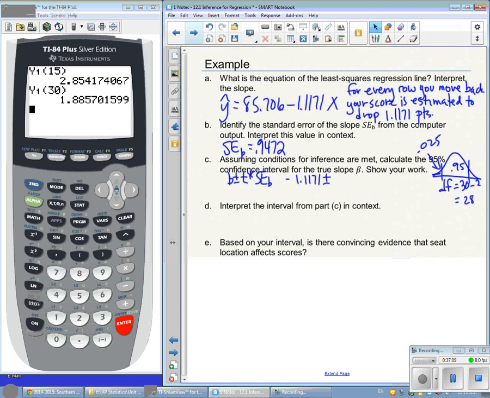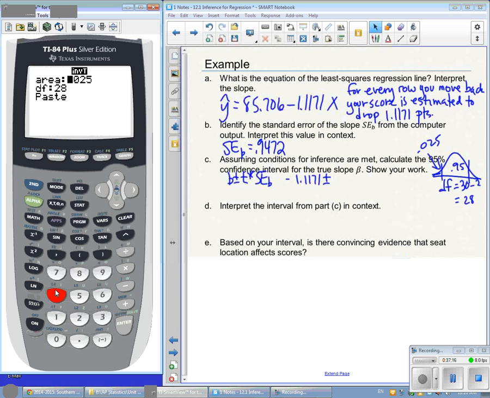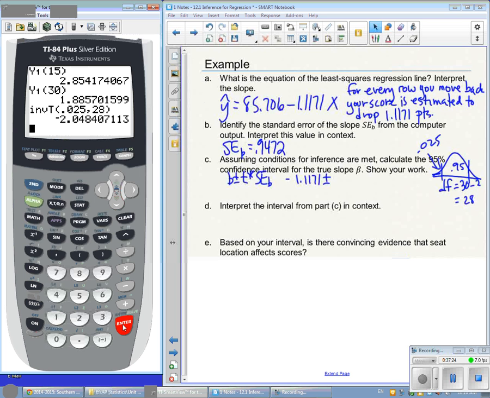So now we can go into the inverse T distribution. And so that's option 4. I've got it in there already. And so the value we get for T is going to be negative 2.048. But remember, when you're putting it into the formula, you want to make sure you take the absolute value of that. And then what about the standard error? That's given to us, right? So 0.9472. So when we're calculating the interval, we want to do the subtraction first.